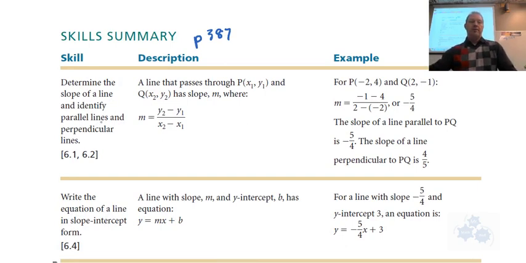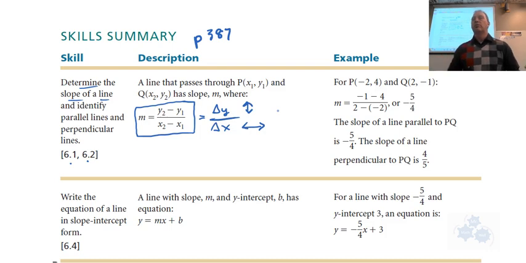The first thing that we took a look at in 6.1 and 6.2 was determine the slope of a line. That one came from this formula right here. This is the change in y, the vertical change between any 2 points on the line, divided by the change in x, the horizontal change between any 2 points. So we can calculate the slope of a line by doing that. Here's an example over here.